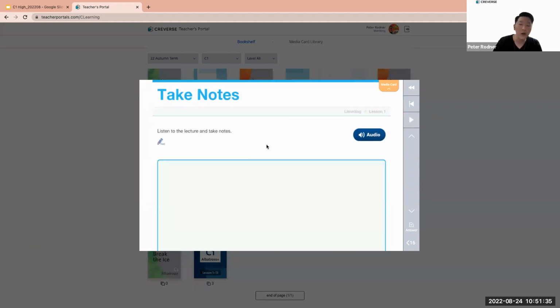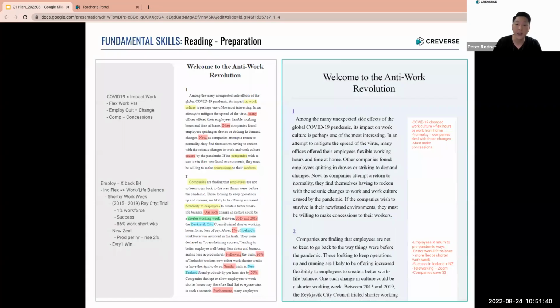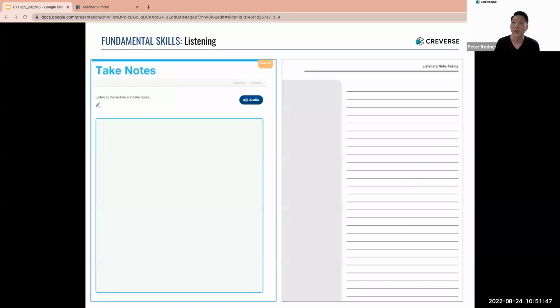Okay. Then moving on to the listening section. Again, like I said, for the higher levels, they are not going to give you much information. They're not even going to give you really a set of notes. So here, this is pretty much all you get. It's basically an audio that says take notes.